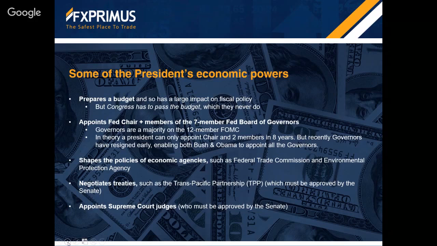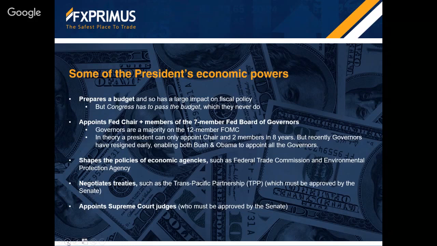That's from fiscal policy. From monetary policy, the president appoints the chair of the Federal Reserve and appoints members of the 7-member Federal Board of Governors. Now, there are 7 Fed governors, and they obviously have the voting majority on the 12-member Federal Open Market Committee, FOMC. So the president appoints the majority of the FOMC. Actually, these people have 14-year terms, and the president, even if he or she is reelected, only gets 8 years.